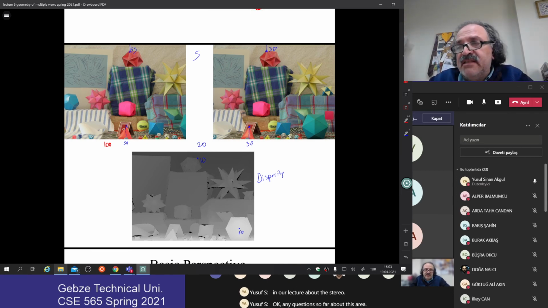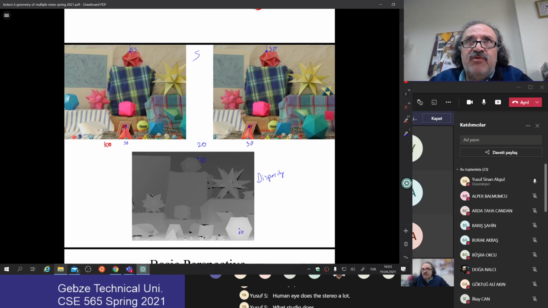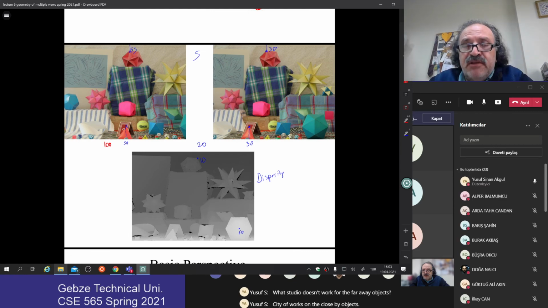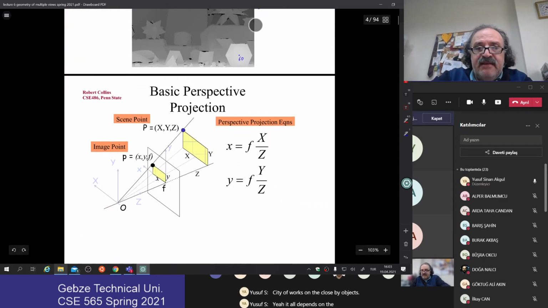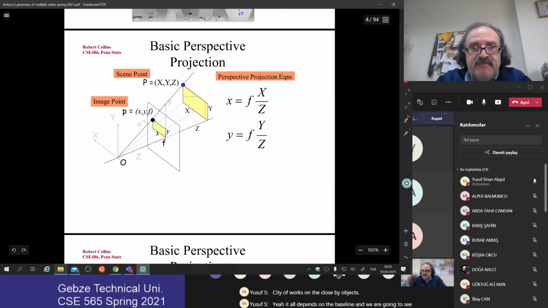The human eye does the stereo a lot, but stereo doesn't work for far away objects. Stereo works only for close by objects. It all depends on the baseline, and we are going to see it in a few minutes.